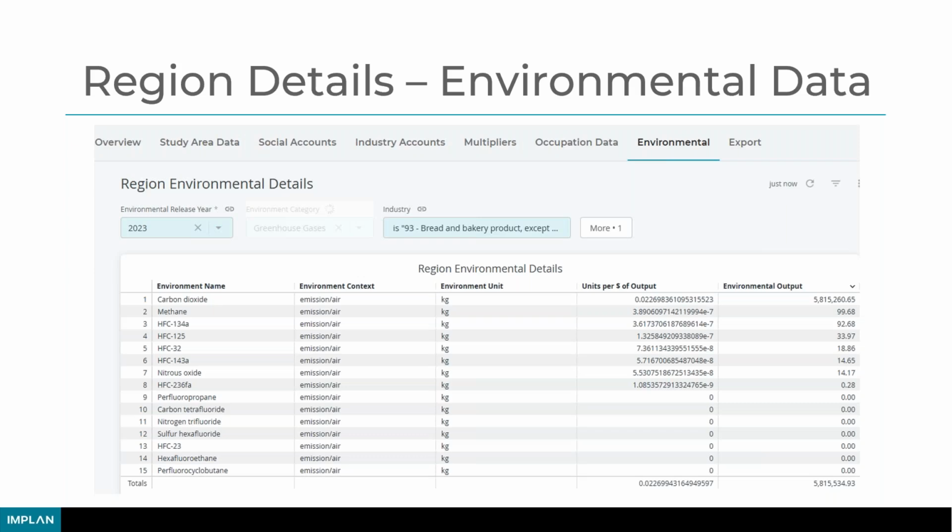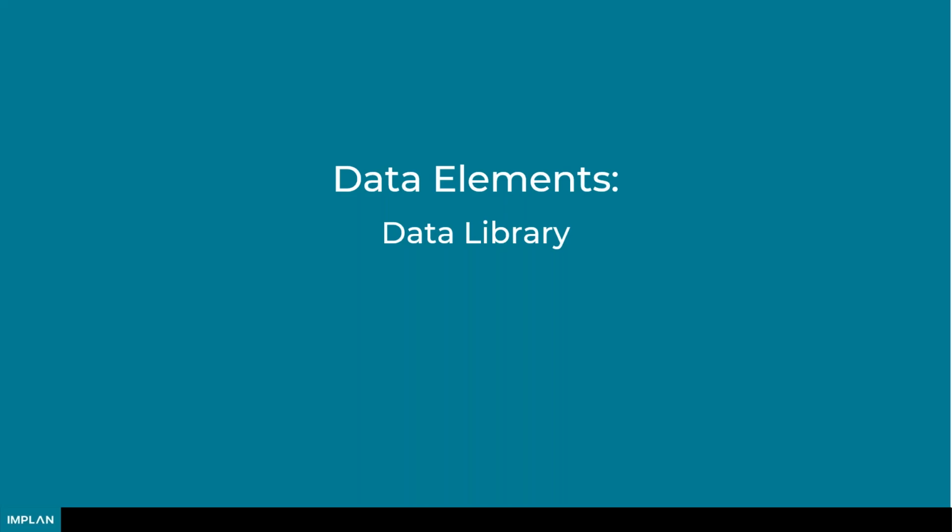As well as on the environmental side. Looking at this, we can look at environmental details for a particular industry in this region. So what is the bread and bakery product doing in terms of production of greenhouse gases, right? So we're looking at where is this data coming from? This is from the EPA's environmentally extended input-output model. We have a ratio of units of carbon dioxide emitted per dollar of output. We multiply it by that output value to give estimates of environmental output in the region.